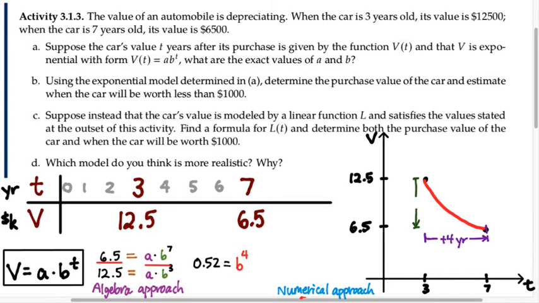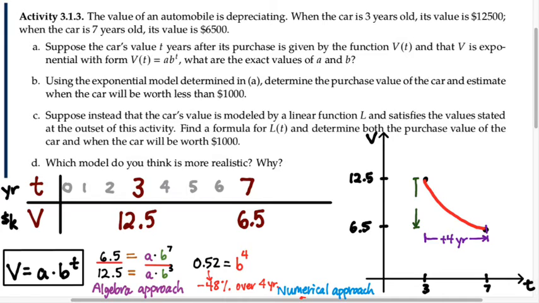So I want to pause right here and ask, what is this number 0.52 telling me about my car? So in year 3, my car was worth 12,500. In year 7, it's worth 6,500. So at the end of that 4-year period, I have kept 52% of the value of my car. So how much of the value of my car have I lost in that amount of time? 48%. So minus 48% over those 4 years. Right? So my car is depreciated by 48% over those 4 years.